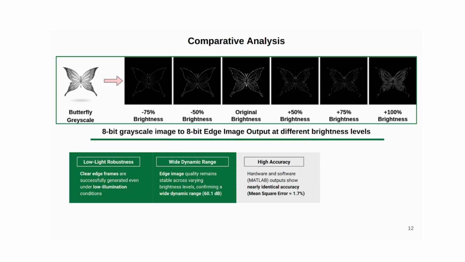Our software algorithm in MATLAB and RTL hardware simulation results all showed around 1.7% mean square error, which confirms that the hardware faithfully replicates the algorithm. This also validates the correctness of the three-stage pipeline and the edge detection engine. Additionally, the edge image quality does not deteriorate across different brightness levels, showing high robustness without requiring an external ISP.